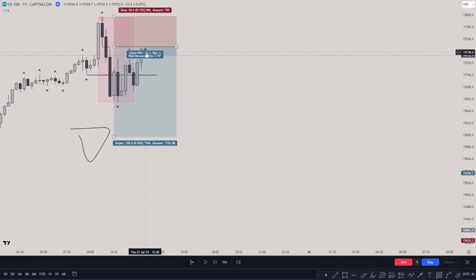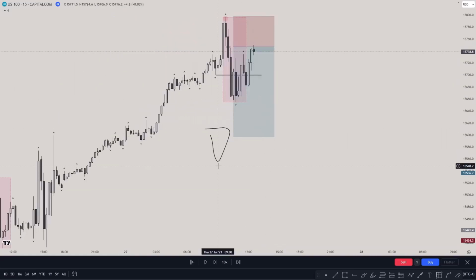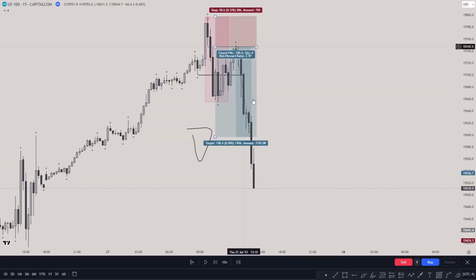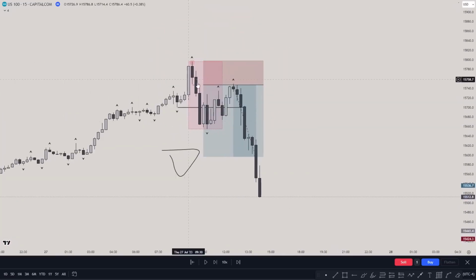And we can see that we get filled here. This is 12:30. And price after that just keeps going lower immediately. Like you see, there is no drawdown. The only fair value gap we have, price literally coming lower.